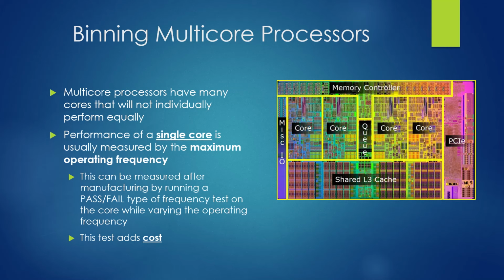In a manufacturing process, if you want to find this frequency, this is typically measured with a pass-fail type of frequency test on the core. These tests will be applied to this core, and the frequency can be increased until it's found that the core is no longer passing the test, in which case it is no longer operating at that frequency. That's how the maximum operating frequency can be found. As stated before, this type of test in manufacturing adds cost, therefore decreasing profit.